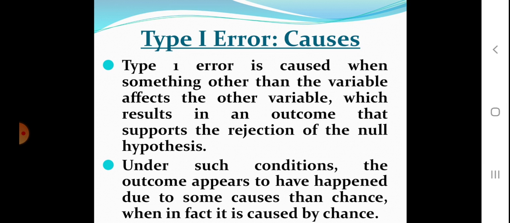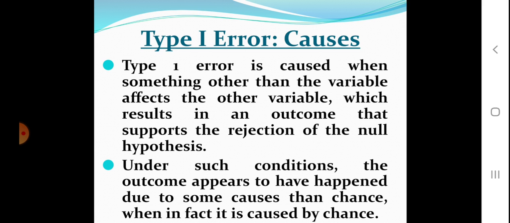See, type 1 error is caused when something other than the variable affects the other variable, which may result in an outcome that supports the rejection of the null hypothesis. Under such circumstances, the outcome appears to have happened due to some cause other than chance, when in fact it is caused by chance.